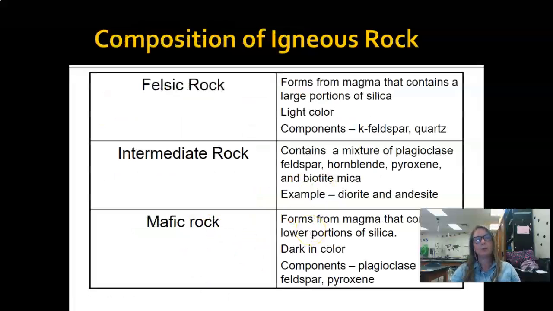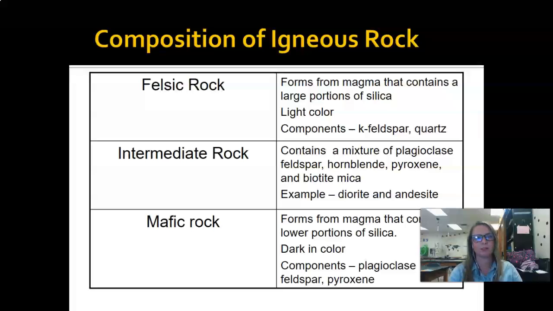So when we're looking at igneous rocks, we're also going to look at the composition. I like to think of these three terms, felsic, intermediate, and mafic, as colors to help us figure out what elements are present in that igneous rock. I always like to think felsic is fair, intermediate is medium, mafic is dark. So those are my three little tricks of the trade.